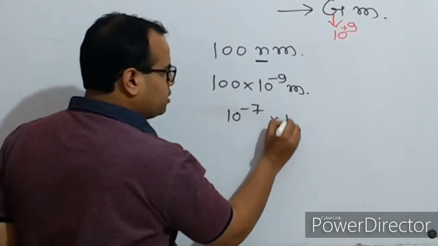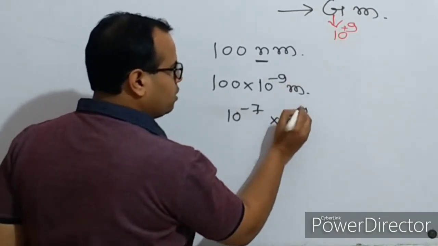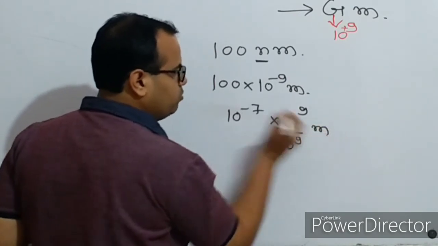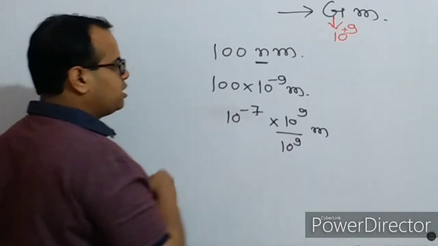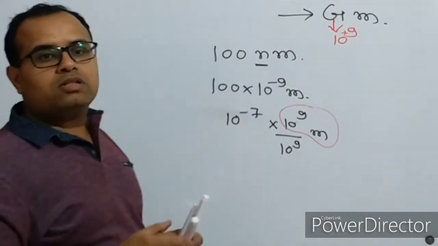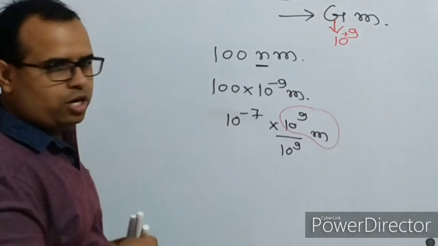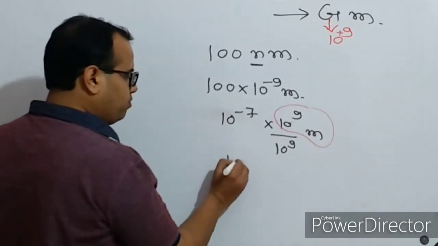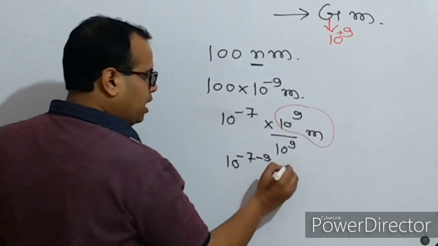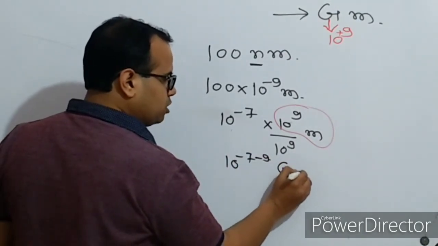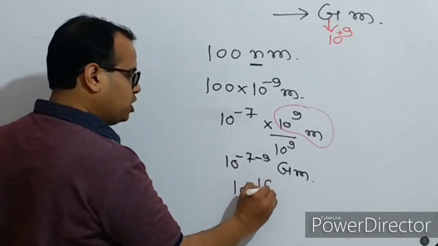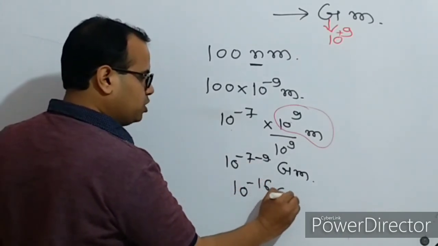Then we want 10 raised to the power 9, so we are multiplying and dividing by 10 raised to the power 9, and here we have meter. Now, as far as 10 raised to the power 9 meter is concerned, this is nothing but gigameter. So we can write 10 raised to the power minus 7, and then 10 raised to the power minus 9, and it is gigameter. So that makes it 10 raised to the power minus 16 gigameter.